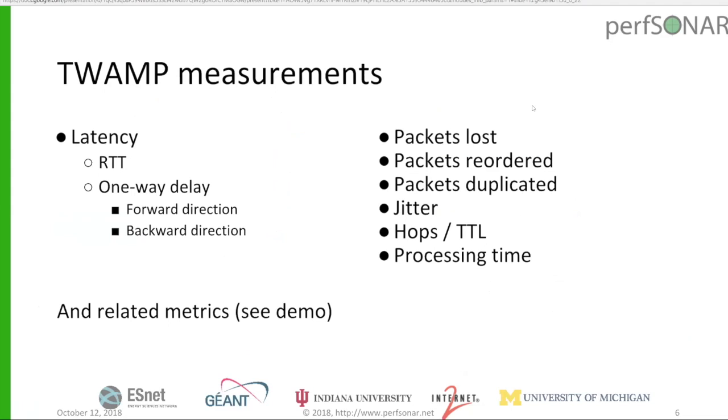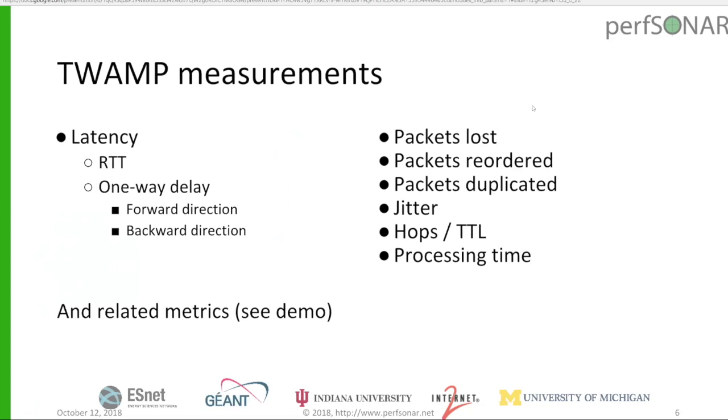What kind of measurements can we expect from TWAMP? They are very similar to OWAMP, but of course they are two-way measurements. So this is round trip time, packet loss, packets reordered, duplicated number of packets, delay variation. It's also the number of hops, TTL, which can be, for instance, used to discover path asymmetry. And the processing time, this is the thing I mentioned on the reflector side, where the two types of timestamps are put into the packets.